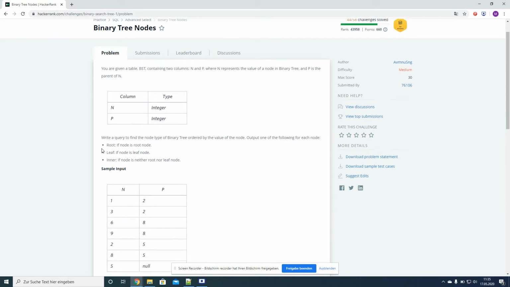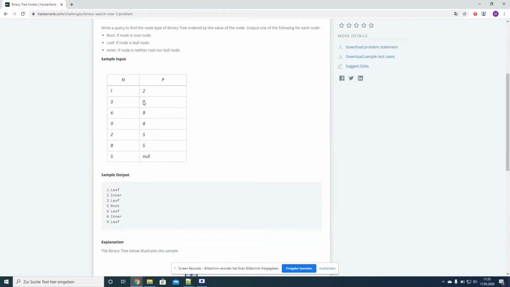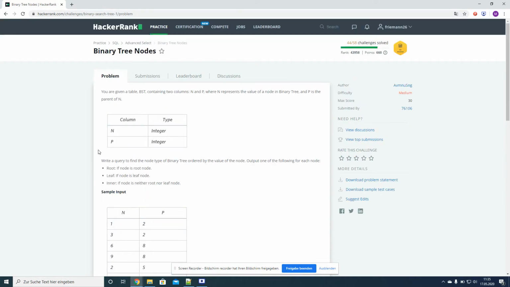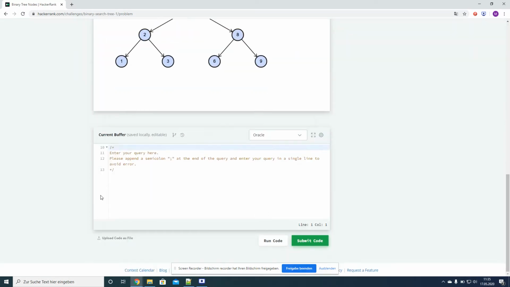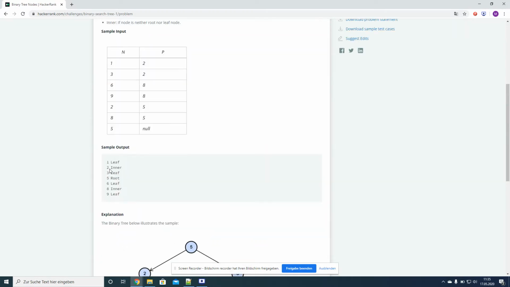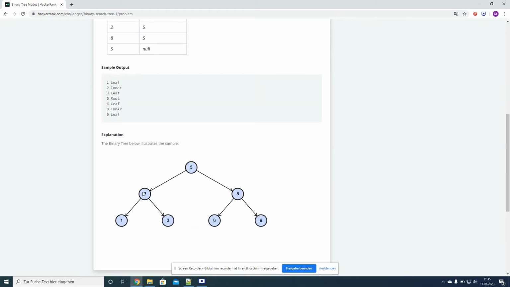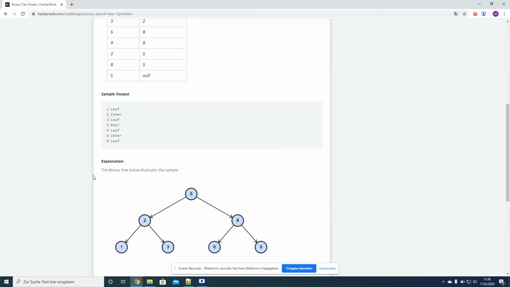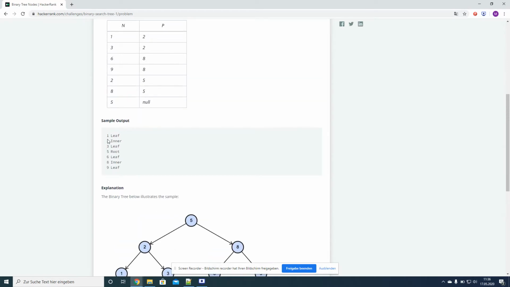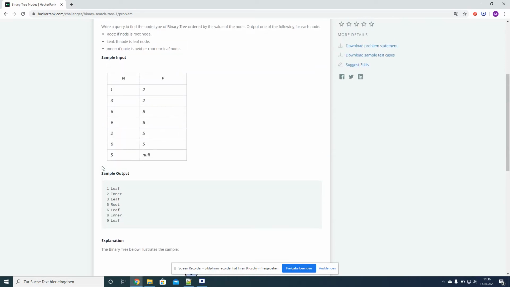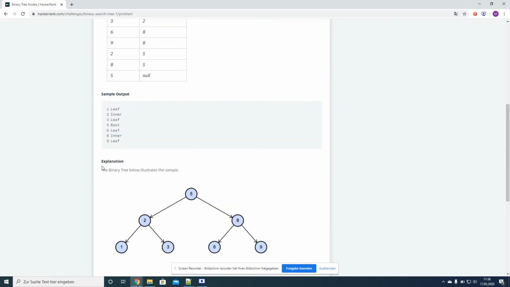And p is the parent of n. So 2 is the parent of n. And n represents the value of a node in binary tree. So here is the value 1, which we have here, n is 1. And the parent we have here 2. 2 is the parent. And from 2, the parent must be 5, yes. So 5 is the root. So we have 1 is the leaf.